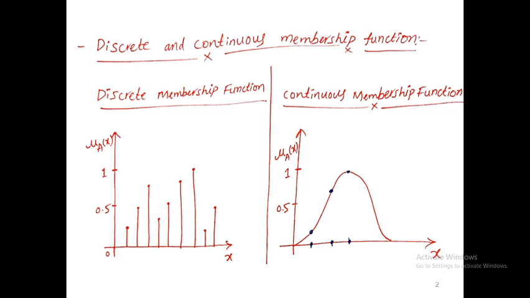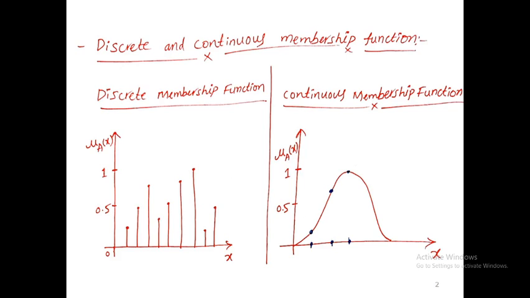How many boys in the class? It may be 35. How many girls? 40. All those are discrete values. If elements are discrete, your membership function will be discrete. I hope you understood that. Otherwise, if your membership itself is discrete, your values will be discrete. If the y-axis is discrete, the x-axis also should be discrete. So if either the function or the elements are discrete, that is called a discrete membership function.